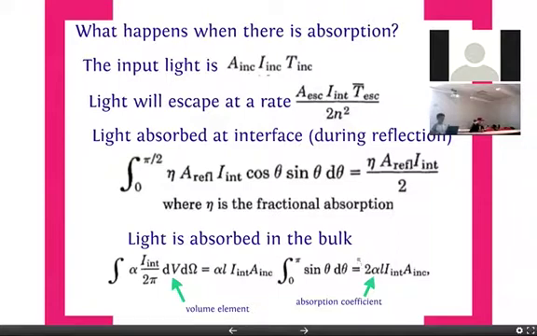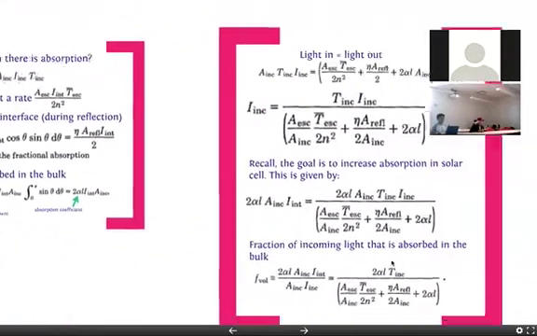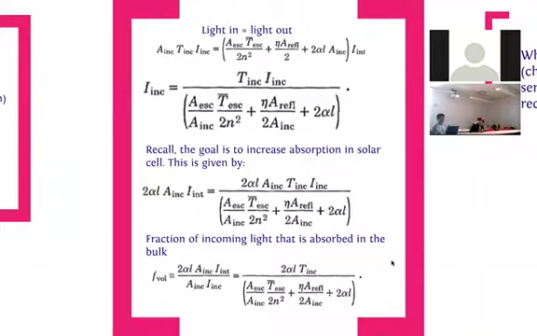Again, you can work through the simple calculus here, but the basic principle is that now we have 4 terms we need to think about. One is how much light is coming into the system, how much light is escaping the system, how much light is absorbed at the interface, and how much light is absorbed in the bulk. Now, with these 4 things, we can apply detailed balance. So let's try to do that.